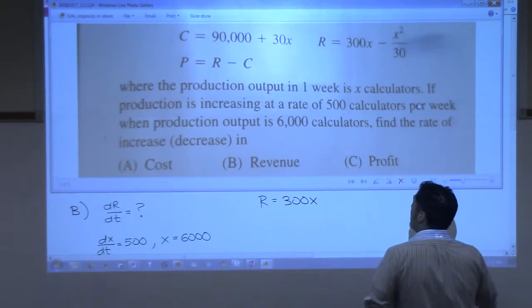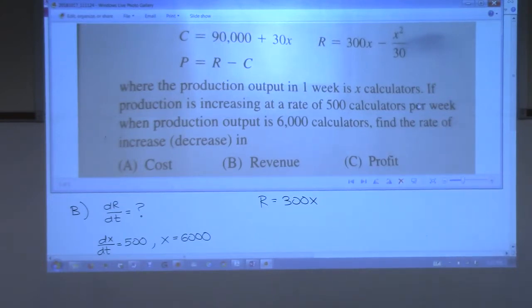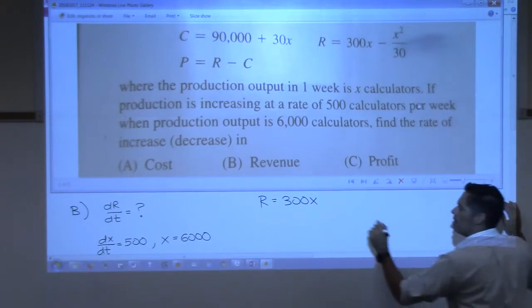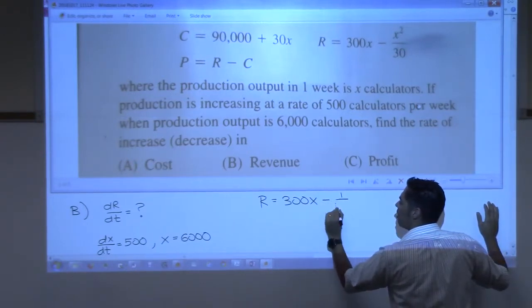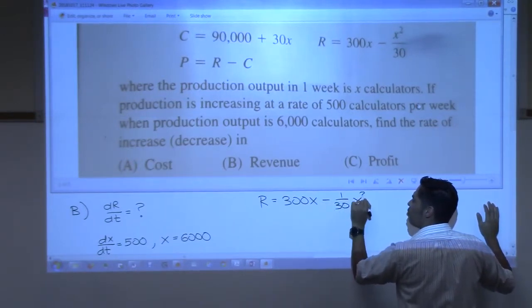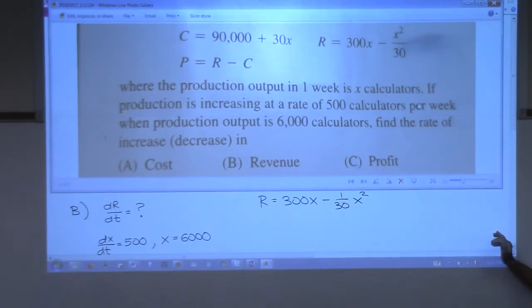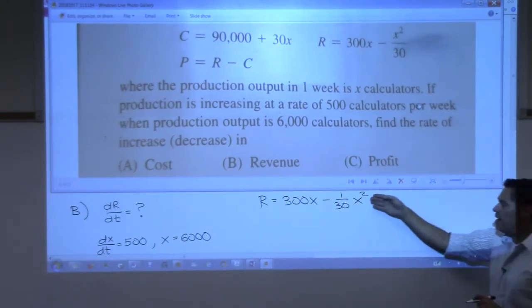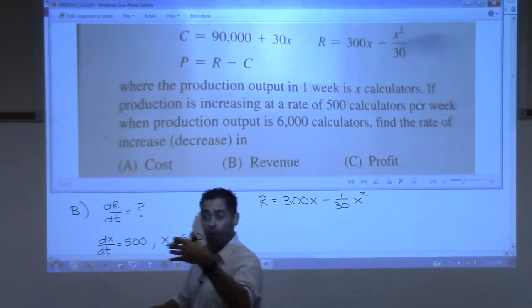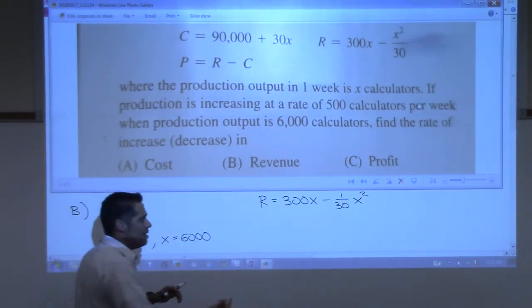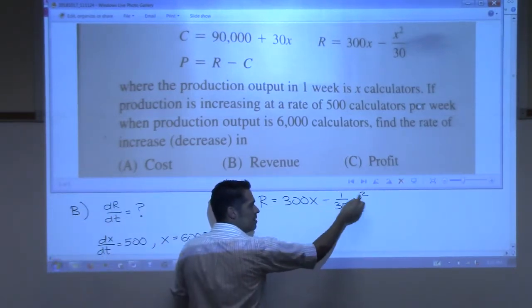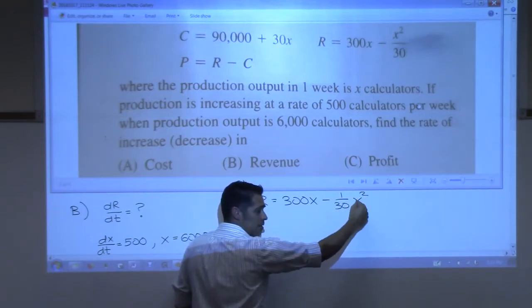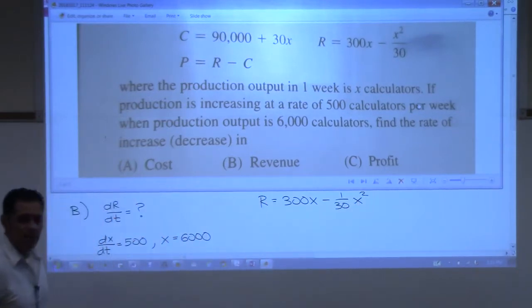300x, and then look at that next part, minus x squared over 30. I'm going to write that like this: minus 1/30 times x squared. That's the same expression. Taking something and dividing it by 30 is the same as multiplying it by 1/30. And the reason I like that is because it allows me to just ignore the constant and do my little chain rule right here. That's my revenue function.